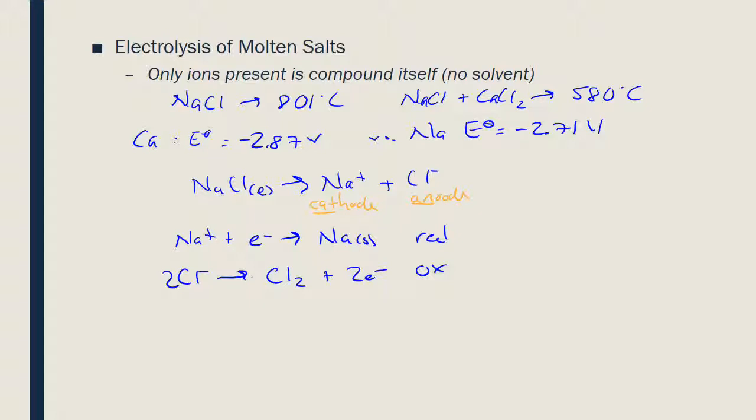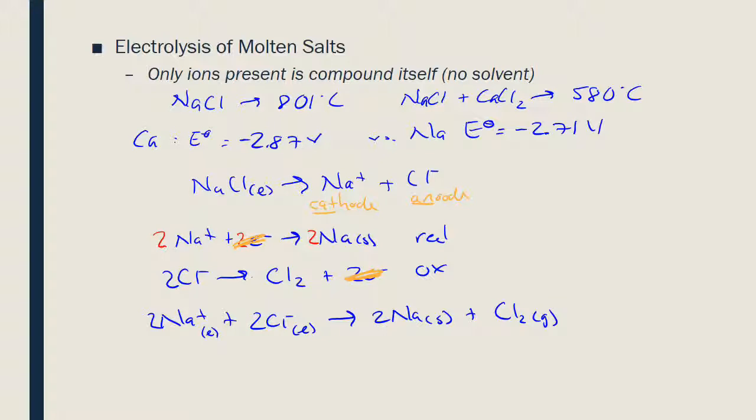So for this one, to write our net reaction, we have to make sure our electrons match. That means we need to balance our sodium half reaction so that we have 2 electrons that we can then cross out. Right, then we write our net reaction. So we have 2 Na+ plus 2 Cl- in their liquid state, and we are going to get 2 Na, and we're going to get chlorine gas being released.